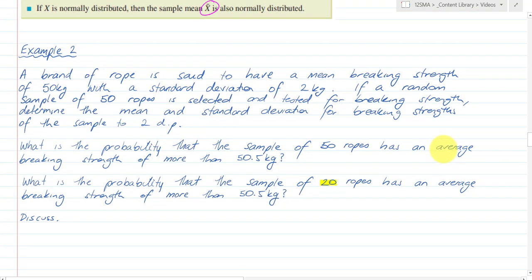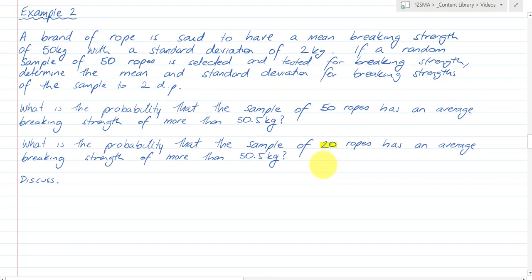A brand of rope is said to have a mean breaking strength of 50 kilograms with a standard deviation of 2 kilograms. So I might just make notes as I go. Mean, mu, equals 50, sigma equals 2. If a random sample of 50 ropes is selected, n equals 50, and tested for breaking strength, determine the mean and standard deviation for breaking strength of the sample to 2 decimal places.